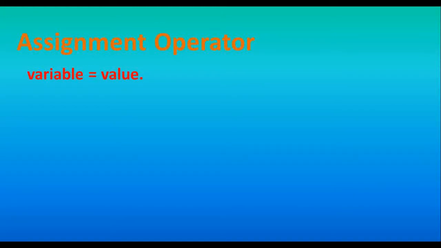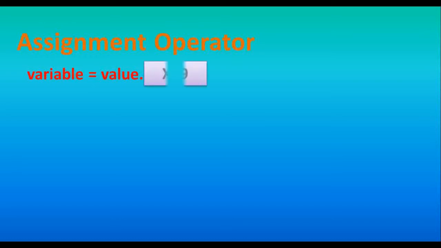Hello guys, today we will see about the assignment operator. This is one of the easiest operators in the operator list. In previous languages also you use the assignment operator, so its syntax is very simple: variable equal to value. Assignment operator we commonly use at the declaration of a variable.